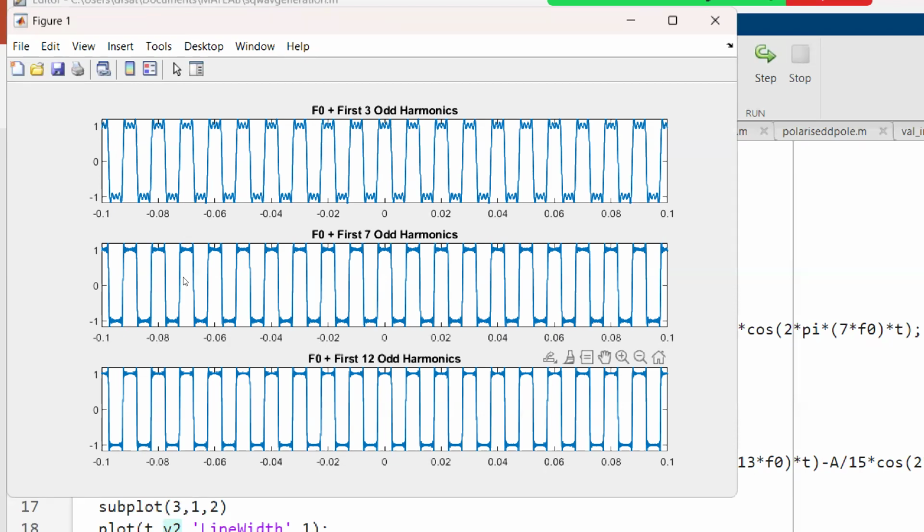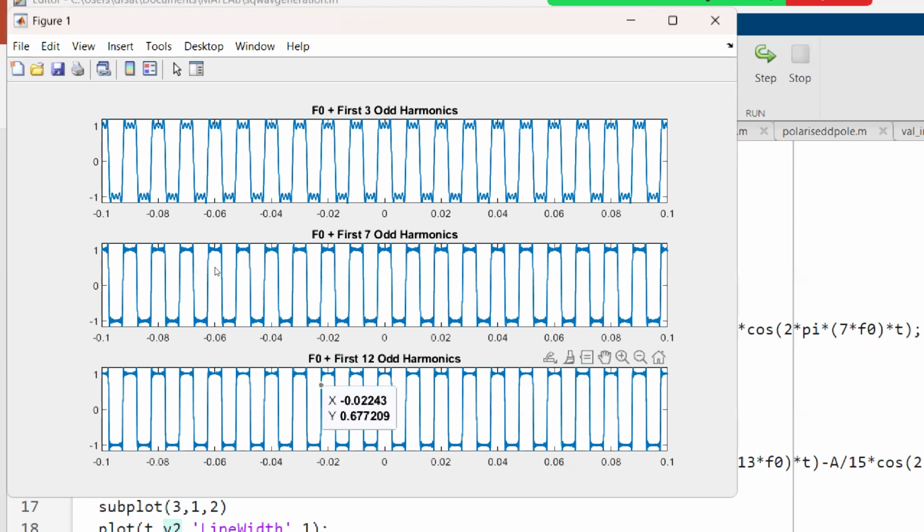I hope you are able to understand this particular program. So try to write the same code, execute it, and observe the result. You can also do one more thing: in this program, I have just taken 12 odd harmonic terms, so you can increase the number of harmonic terms. You can go up to 21, 25, or 30, and then observe that the waveform will be more closely equal to the square wave.